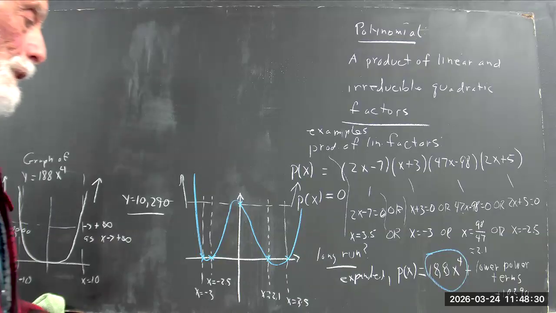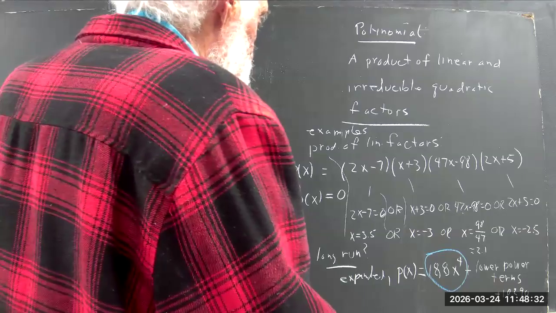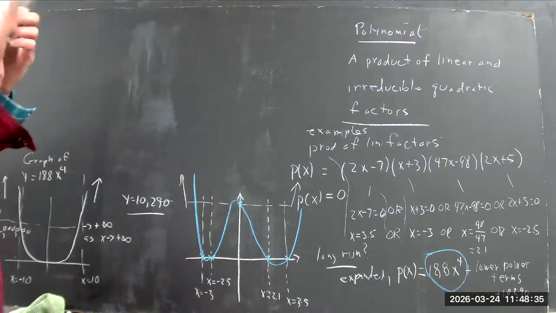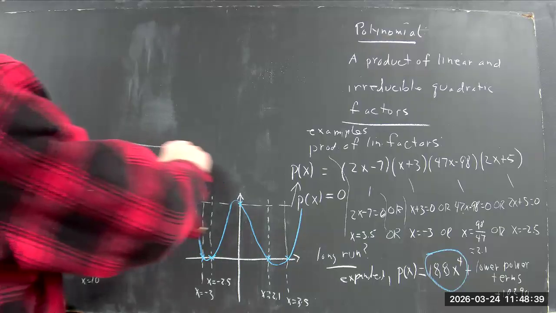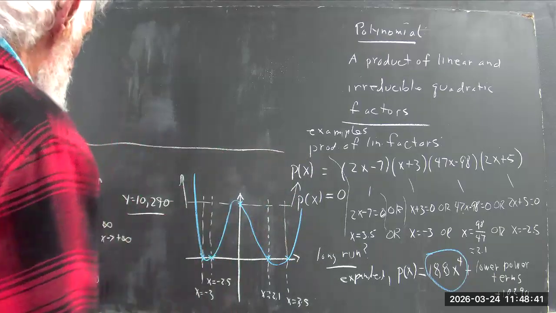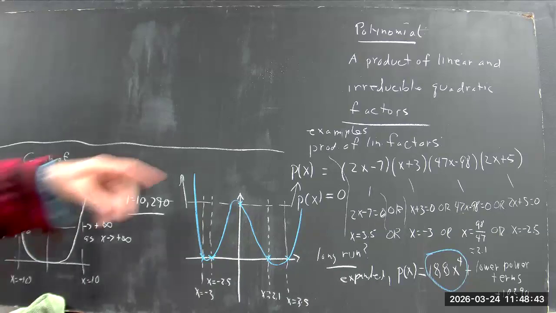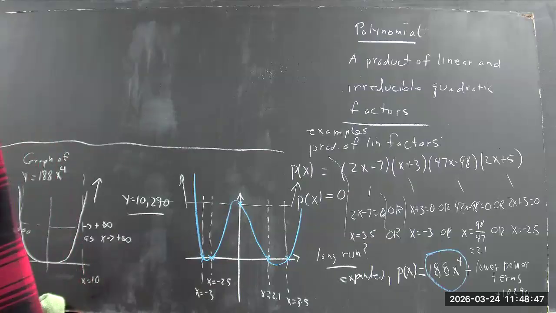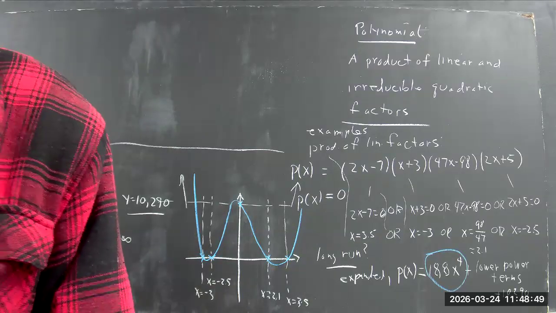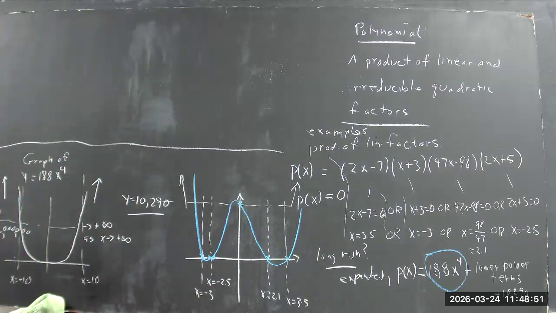Now, that doesn't mean there aren't other things to do. There are things that can happen. First of all, this was where you just had a product of linear factors. Now, what do we mean by irreducible quadratic factor?